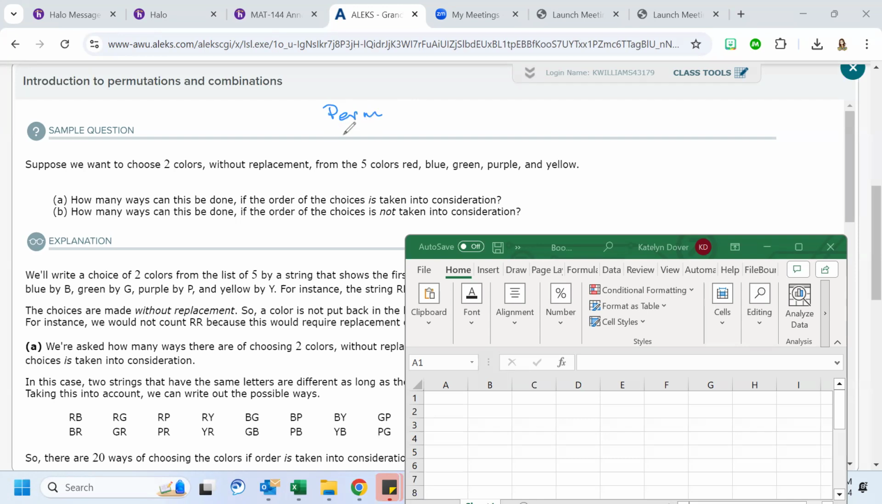All right, so when we're talking about order or no order, permutations. This is our permute function. Permute. Order matters. So anytime the order matters, you're using your permutation. The combination, this is combin in Excel. Order doesn't matter.